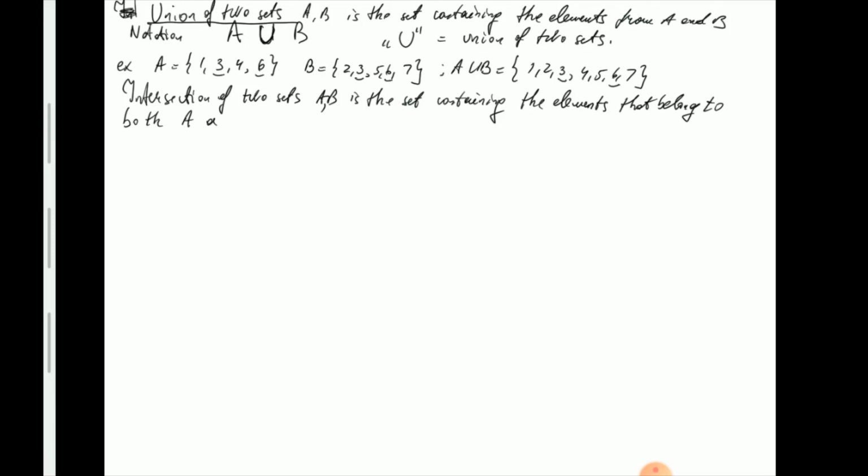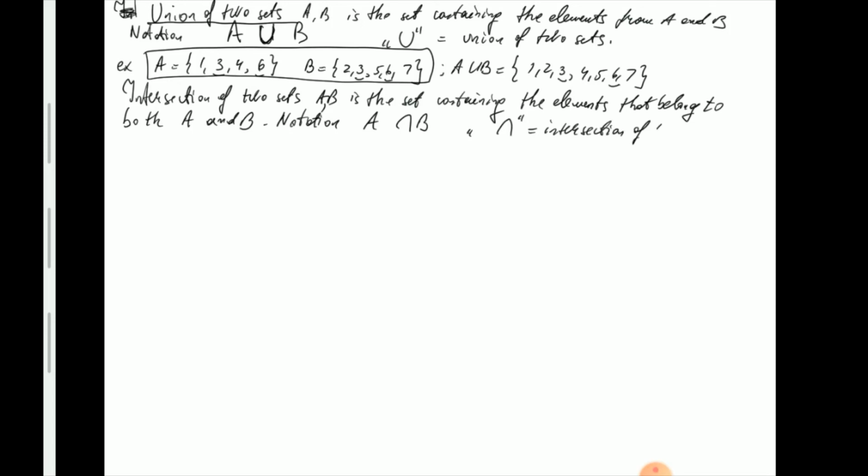The intersection of two sets A and B is the set containing the elements that belong to both A and B. Using the same example here, and by the way, the notation for this operation is A intersection B. So in this context, this symbol is the intersection of two sets. So like I said, for the same example over here, A intersection B will be the set made of 3 and 6, right? So the common elements.